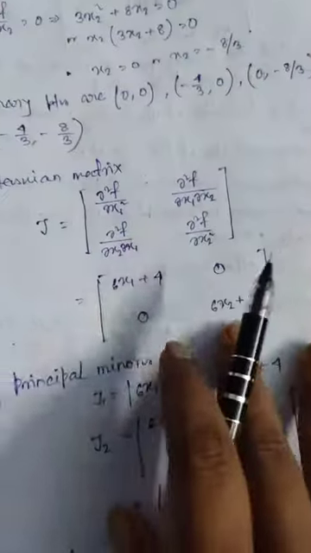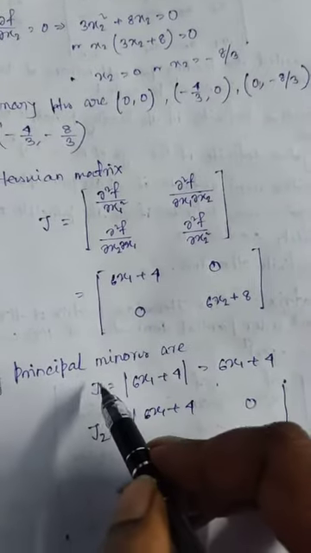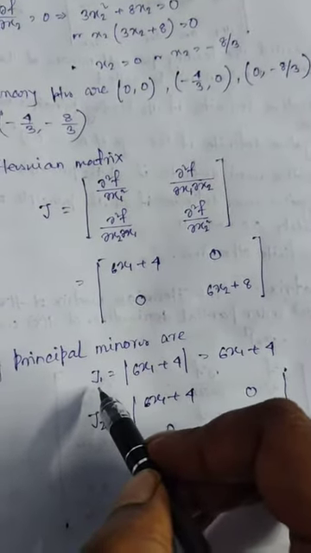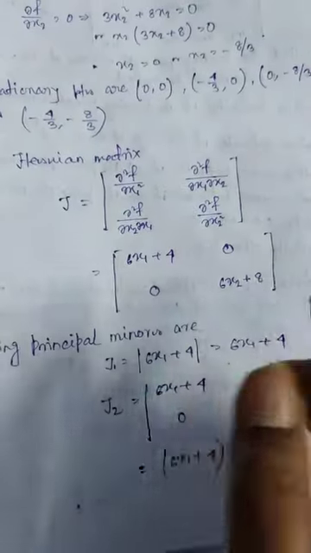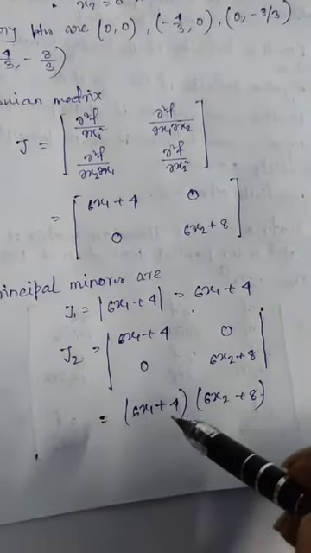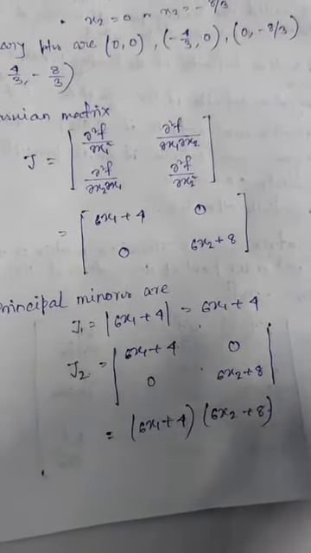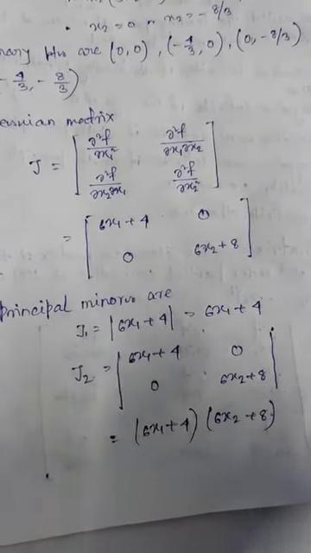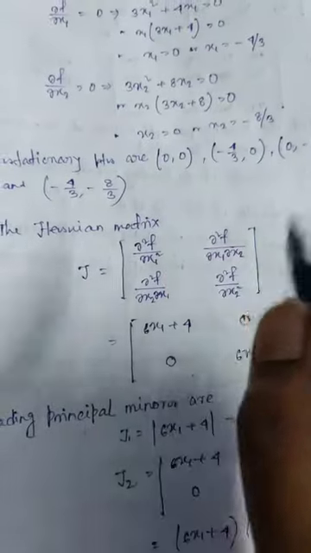Now we have to find the principal minors. The first principal minor we define as J1, that is 6x1 plus 4, and J2 is the determinant of this second order matrix, that is 6x1 plus 4 into 6x2 plus 8. Now we have to find the nature of J1 and J2 on these 4 stationary points.